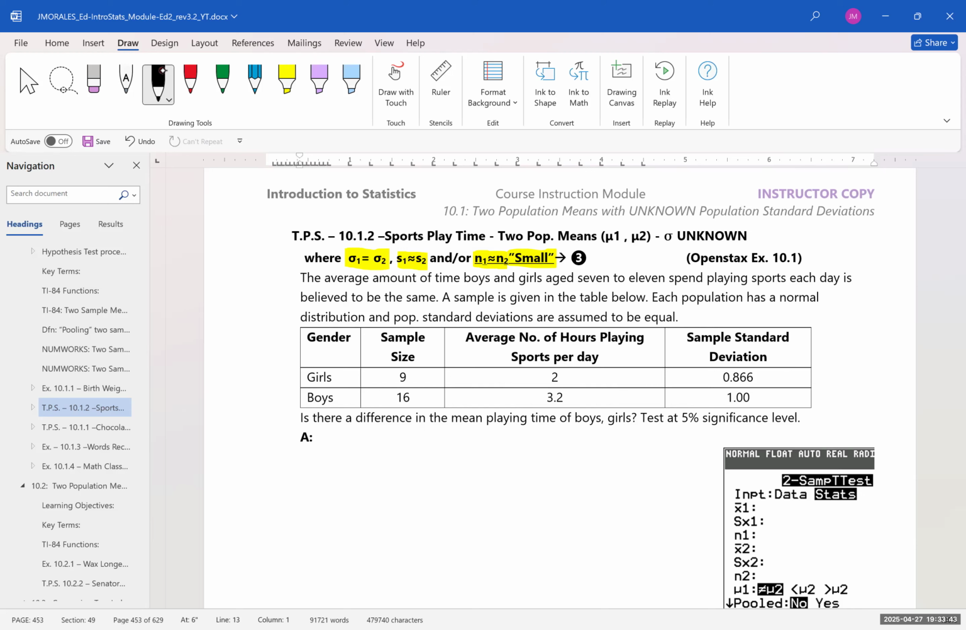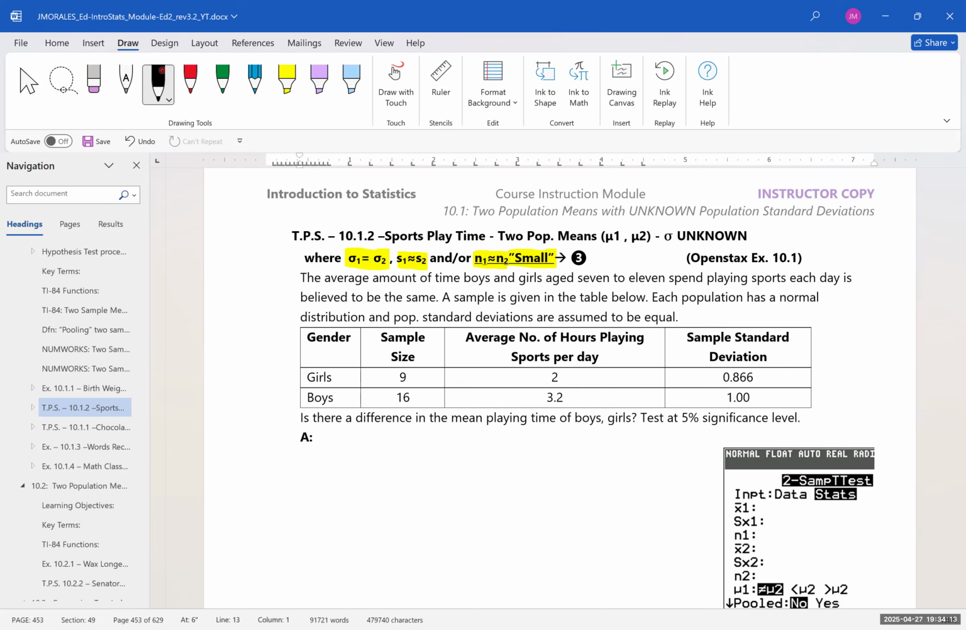Okay, so the average amount of time boys and girls aged 7 to 11 spend playing sports each day is believed to be the same. A sample is given in the table below. Each population has a normal distribution, and population standard deviations are assumed to be equal. Is there a difference in the mean playing time of boys and girls? Test at a 5% significance level.